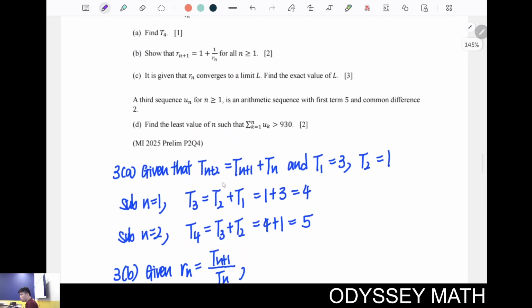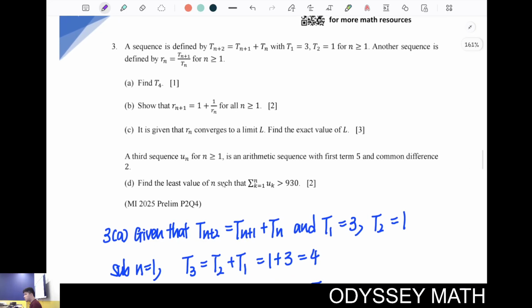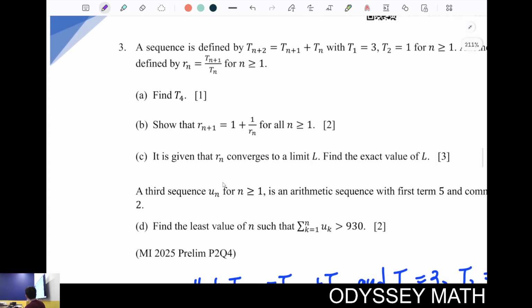Now, moving on to question number 3. A sequence is defined by Tn plus 2 equals to Tn plus 1 plus Tn, with T1 equals to 3, T2 equals to 1 for n greater than or equals to 1. Another sequence is defined by Rn equals to Tn plus 1 over Tn for n greater than or equals to 1. Now, part A, find T4.